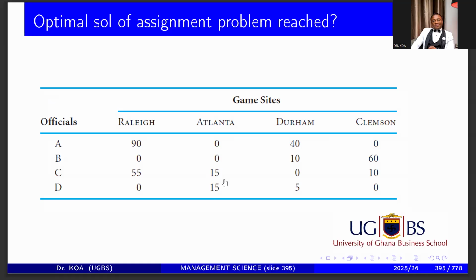Okay, no, it's very complicated. Yes, it's supposed to be complicated. It's called Hungarian method. Now, where do you even start from? You are hungry.